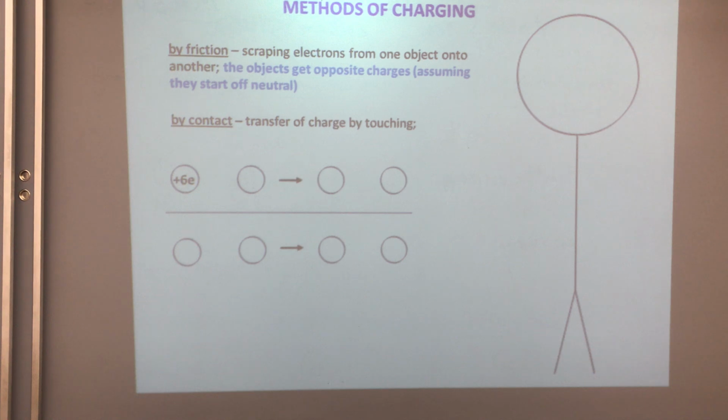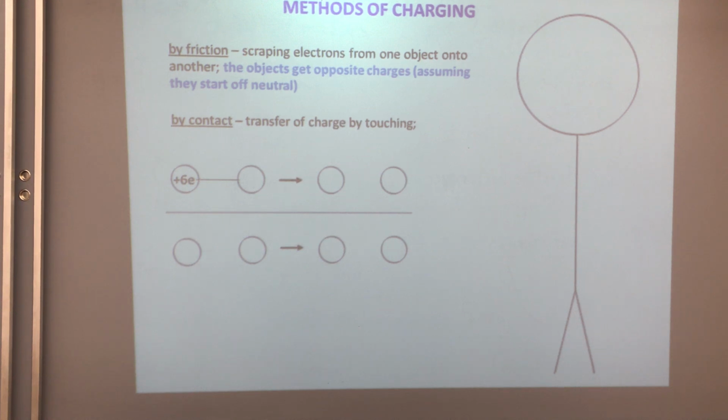So let's say, for example, we have two spheres. We have one sphere charged to positive 6e, which means it lost 6 electrons, and the other sphere is neutral. And let's say we put a conducting wire in between, allowing charges to transfer. So why don't you go ahead and pause the video and then complete the picture on the right-hand side there to show the eventual distribution of charge.